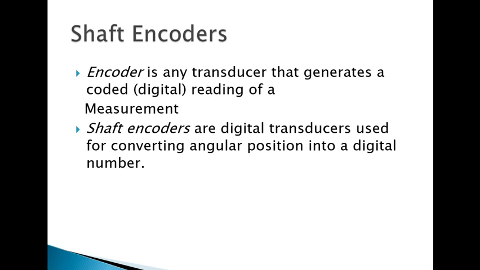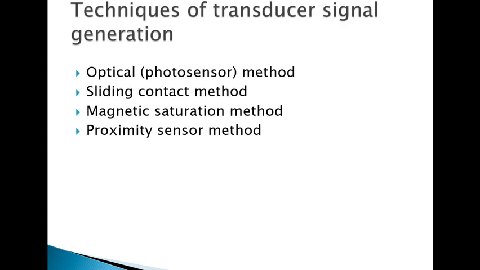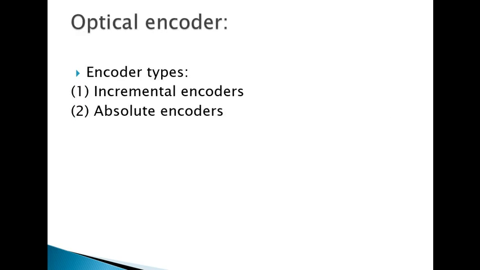One of the best examples is shaft encoders. So what is an encoder? An encoder is any transducer that generates a coded digital reading of a measurement. Shaft encoders are digital transducers used for converting angular position into a digital number. Before studying that, let us see which techniques can be used for signal generation. It may be the optical method, the sliding contact method, the magnetic saturation method, or the proximity sensor method. Let us see the optical encoder.